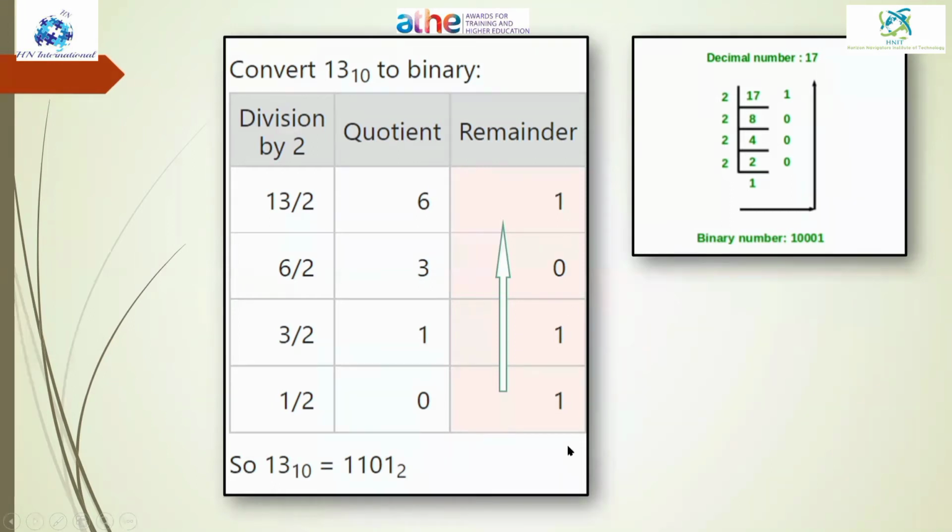So the remainders here, see that this arrow is going from down to up. Why have I drawn this arrow? Because we have to write the answer from down to up. We cannot say 1 0 1 1 is the answer. No, that would be wrong. We have to go from bottom to top. So the converted answer here is 1, then again 1, then 0, then 1.